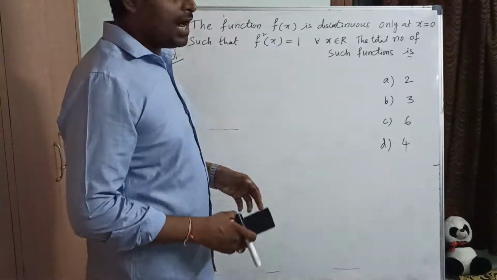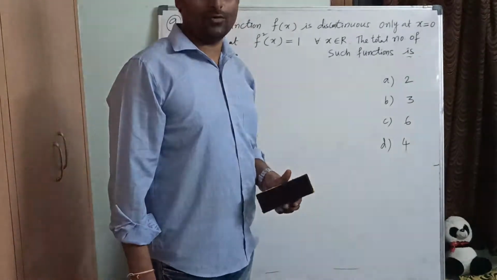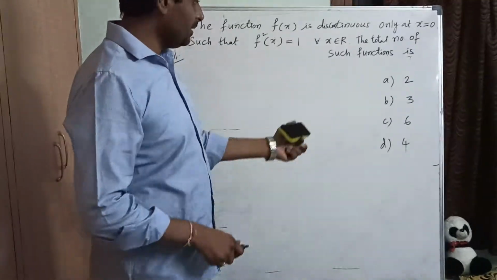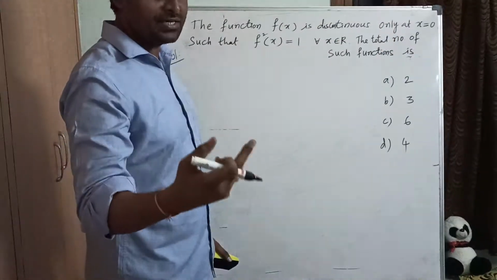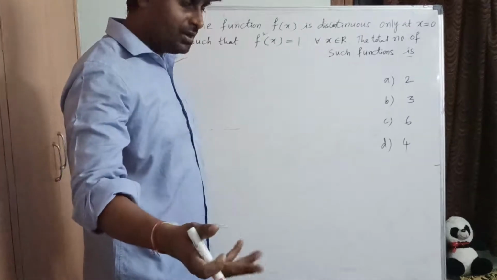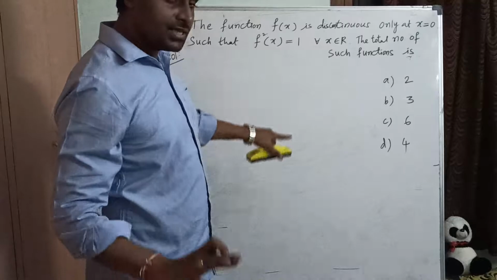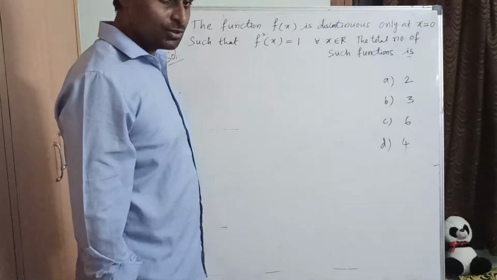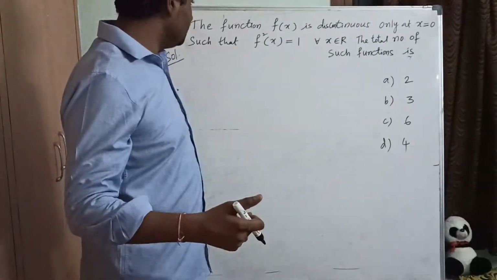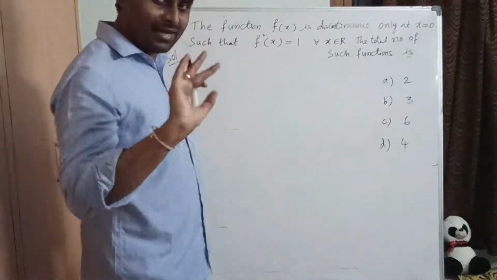So like that, how many maximum number of functions can be formed? That number we are going to find out. Like that, how many functions can we frame where the function is discontinuous at x equal to 0 and at the same time the function square must be 1? Now let us shift the function. Let us shift the function by taking plus or minus.